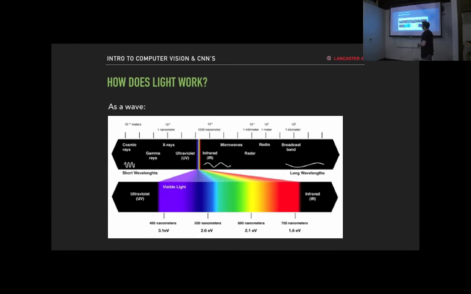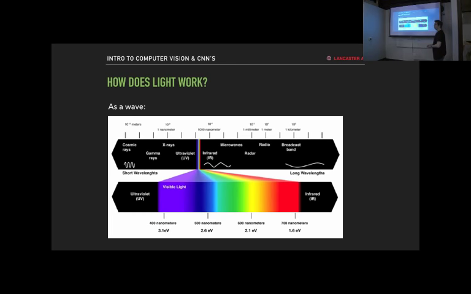So what we're going to need to do, when we're talking about computer vision, is take a look at a couple of things. If you want to understand how it works for computers, we first got to understand how light works, and then we're going to look at how humans work with light, and then we're going to transfer that into how computers work with it. So how does light work?